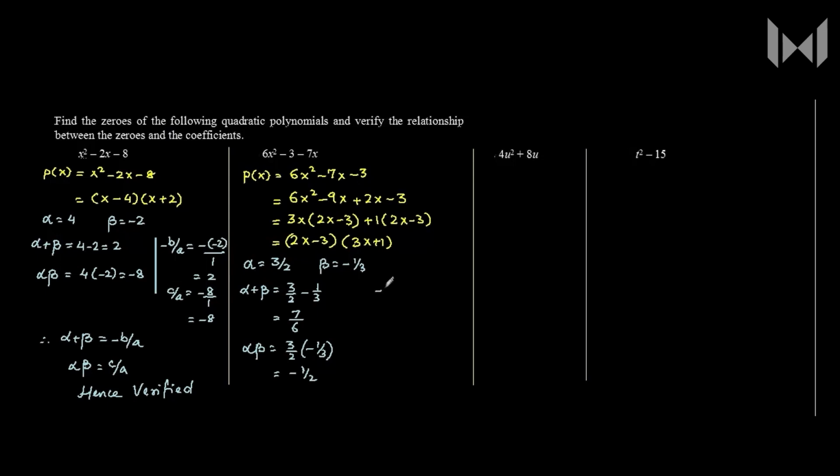Now we will find out minus b by a, which is minus of minus 7 upon 6, and that gives us 7 by 6, and c by a is equal to minus 3 over 6, and that is minus 1 by 2, and therefore alpha plus beta is minus b by a, and alpha beta is c by a, hence verified.